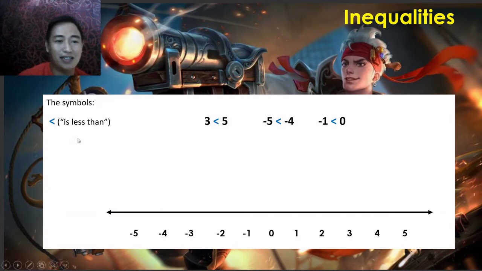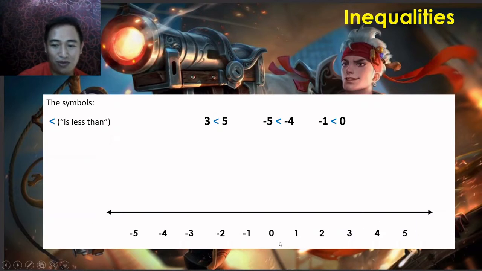The less than symbol: the pointed side is on the left and the open side is on the right. The bigger number goes on the open side. So 3 is less than 5. 5 is bigger. Then, negative 5 is less than negative 4.